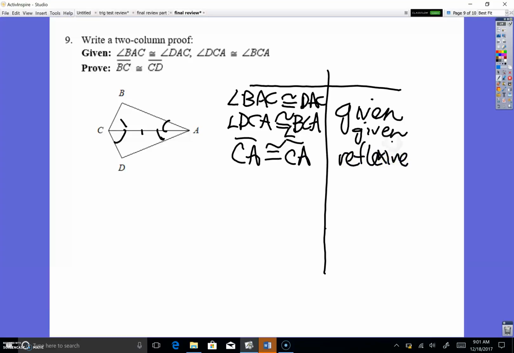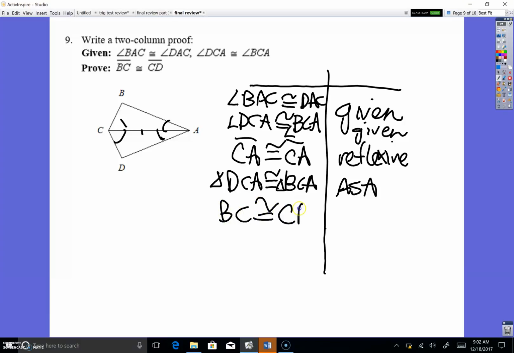That means we can prove the triangles. So we can prove triangle DCA is congruent to triangle BCA because of angle side angle. But ultimately we need to know that BC is congruent to CD. This one is congruent to this one because corresponding parts of congruent triangles are congruent.